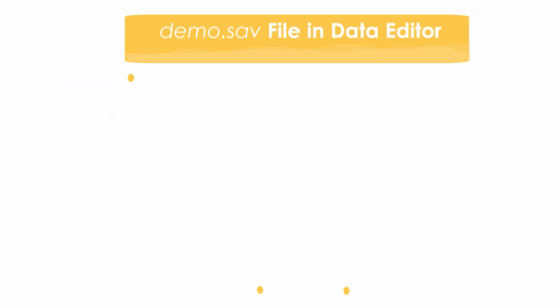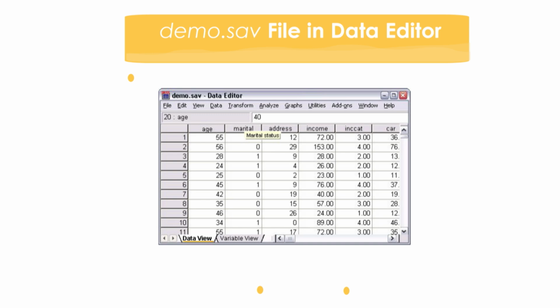In step 2, you can see how the demo.sav file is shown in the data editor. You can see that we have two views, data view and variable view.